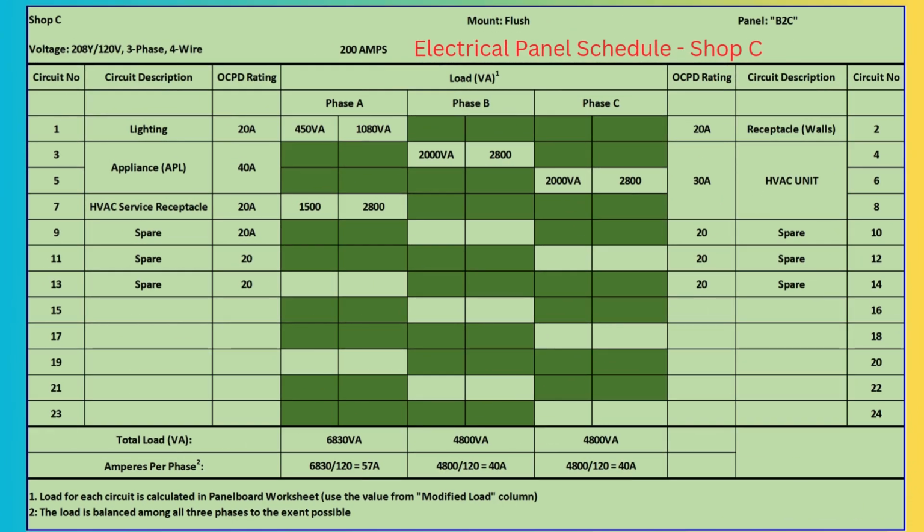This drawing is a panelboard schedule for Shop C, detailing the circuit distribution for a 200 amp, 3-phase electrical system. It includes circuit numbers, descriptions, for example, lighting, appliance receptacles, HVAC units, OCPD (overcurrent protection device) ratings and load values in VA for each phase, A, B, C. The table ensures balanced load distribution, calculates total load per phase, and reserves spare circuits for future expansion. It provides a comprehensive overview to ensure compliance with NEC standards and safe system design.